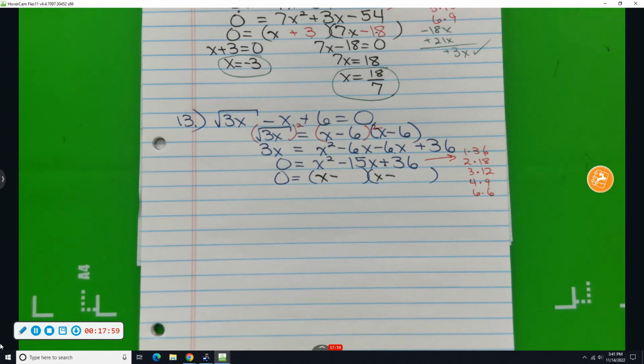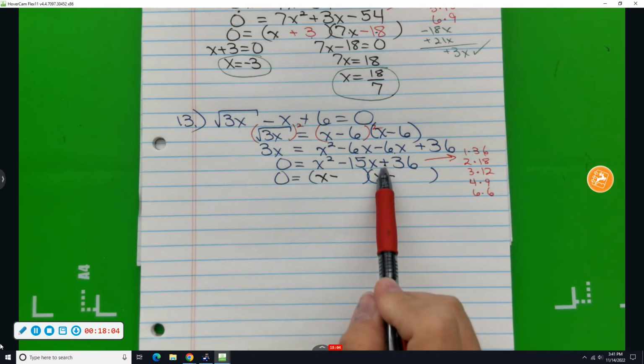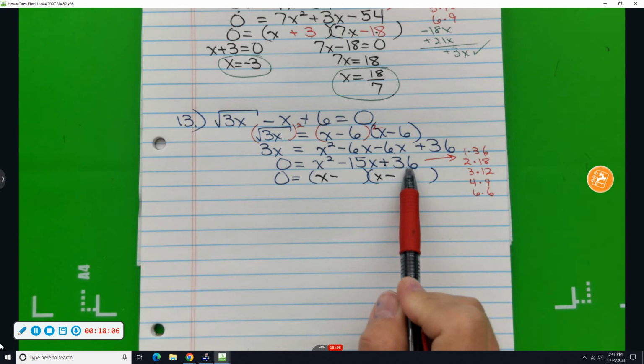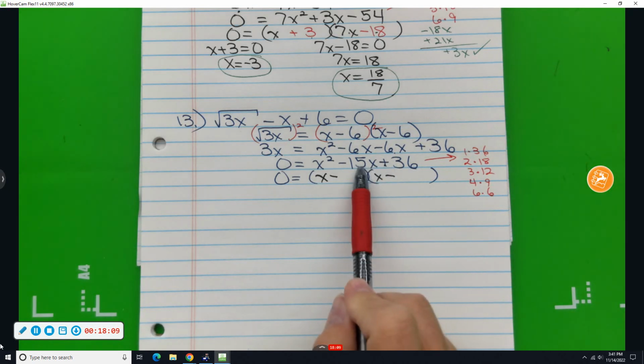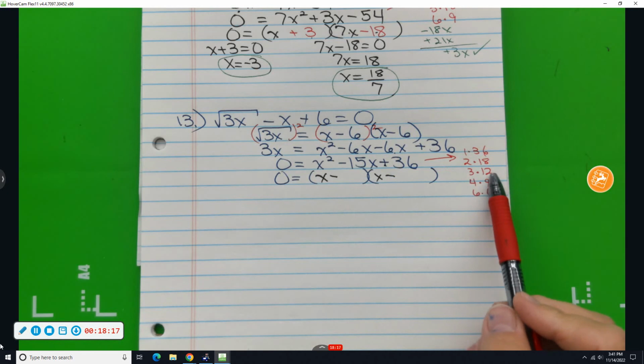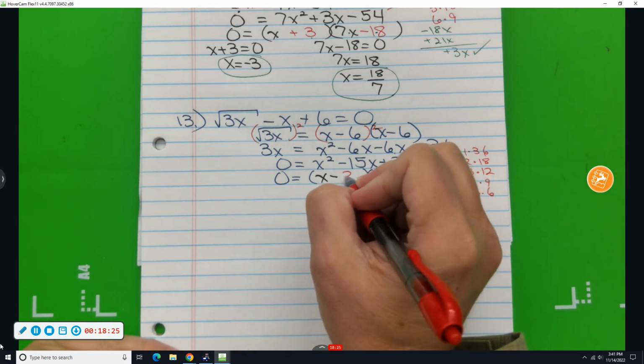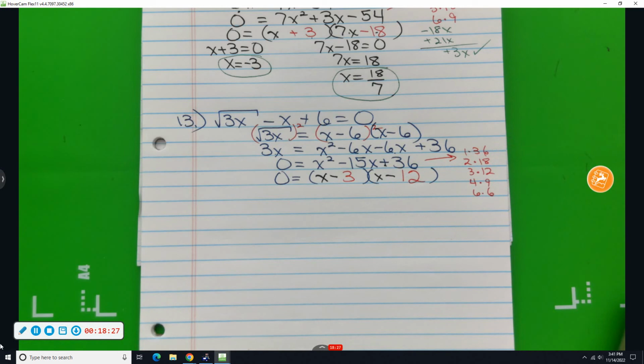With a simple trinomial, you choose the pair. In this case, you need the pair that adds together to give you 15. Only one of these is going to add together to give you that 15. Negative 3 plus negative 12 will give negative 15. So we have a minus 3 and a minus 12. I'll leave you to FOIL that out to verify that it gives you back x squared minus 15x plus 36.